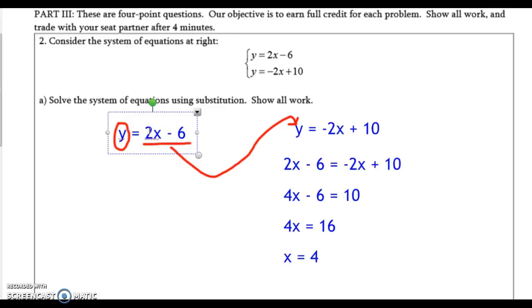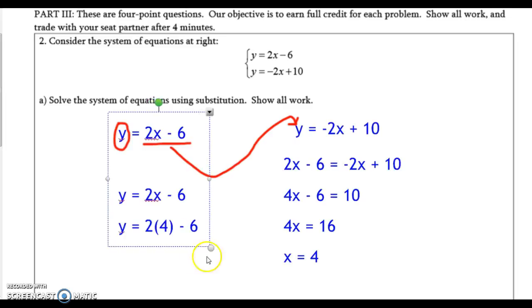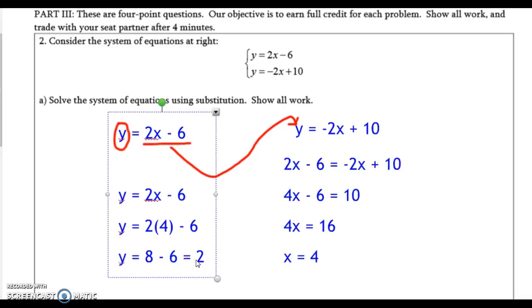So this is y equals 2x minus 6. I'll take the information that I have, which is this, and I'll substitute it in: x equals 4. So I'll replace the x with a 4. 2 times 4 is going to be 8, so y equals 8 minus 6, which is, of course, 2.